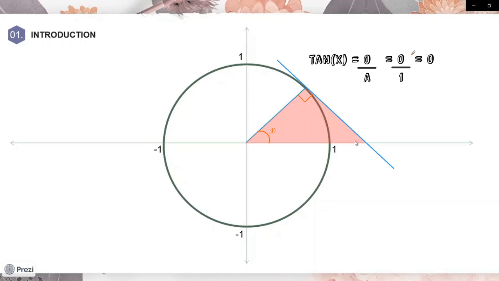If you look at this triangle, the angle is x, this is the adjacent side, and when the adjacent side is equal to 1, tan x is the opposite side. So I can say that this line is the tangent, and we learned that tangent means touching.